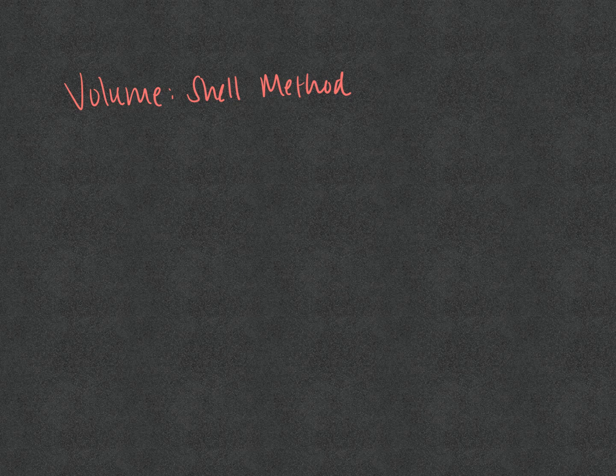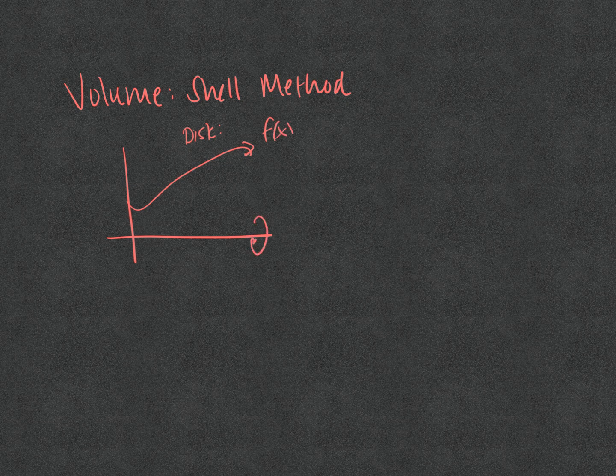and the shell method. Now remember in the disk method, we would have f of x. This is the disk method here. When it has that hole in it, some people call it the washer method. I just call it all the disk method. But if we have f of x here and we're rotating around the x-axis, we are working with dx in terms of x is the disk method, and we use pi r squared. So we take this and we rotate it around the axis.